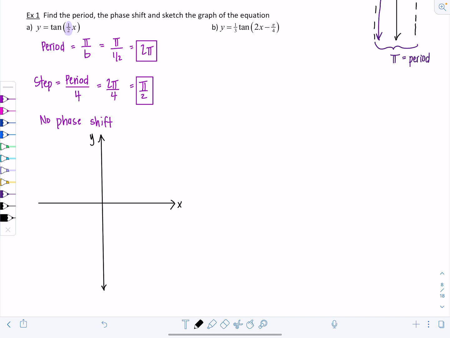X, Y, here we go. The graph is going to go through 0, 0. We go 2 steps to the right. So pi over 2 is 1 step. Pi is the second step. Bam, there's a vertical asymptote right there. And then we go 2 steps to the left, and there's the other asymptote. So here's negative pi over 2, and here's negative pi, and my other asymptote is right there.